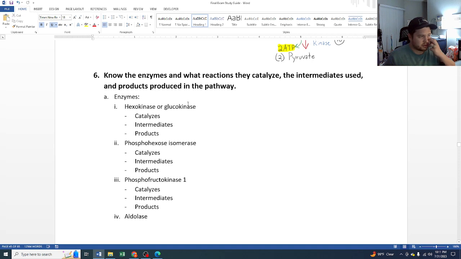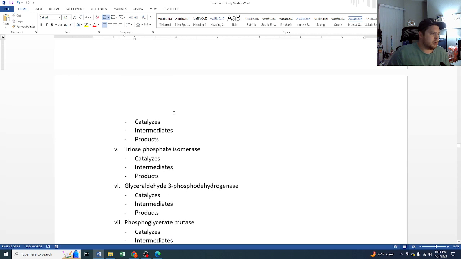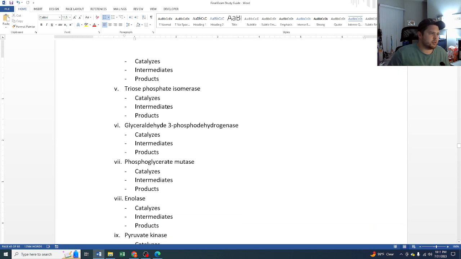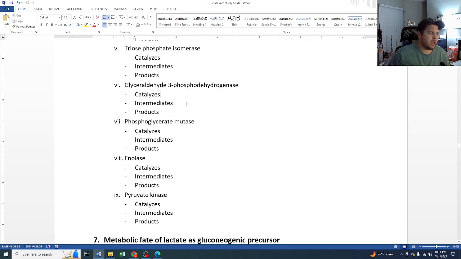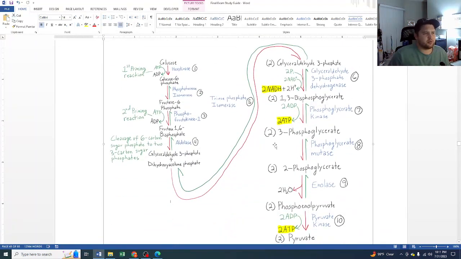We have the hexokinase or the glucokinase. Remember, glucokinase is what is found primarily in the liver. Hexokinase is going to be in the muscles. I have all this, so if you want to do this as practice, you can. Personally, though, I'd recommend just sticking to drawing this out. Be able to draw it out a couple of times with everything abbreviated, and you'll be fine.